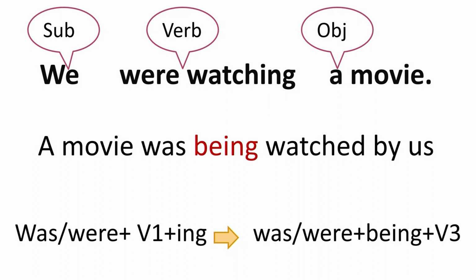What should we remember here? Was or were plus verb 1 plus ing changes into was or were plus being plus verb 3. You should remember this.